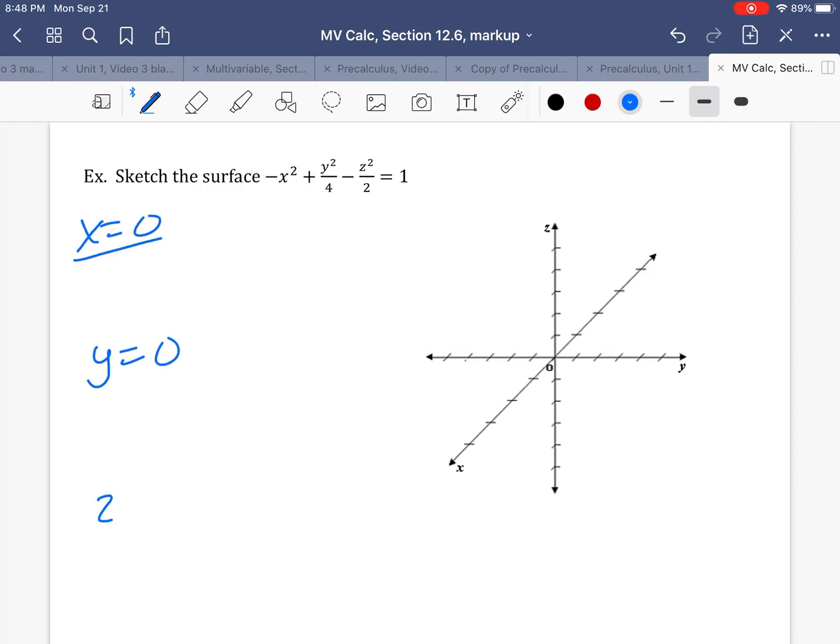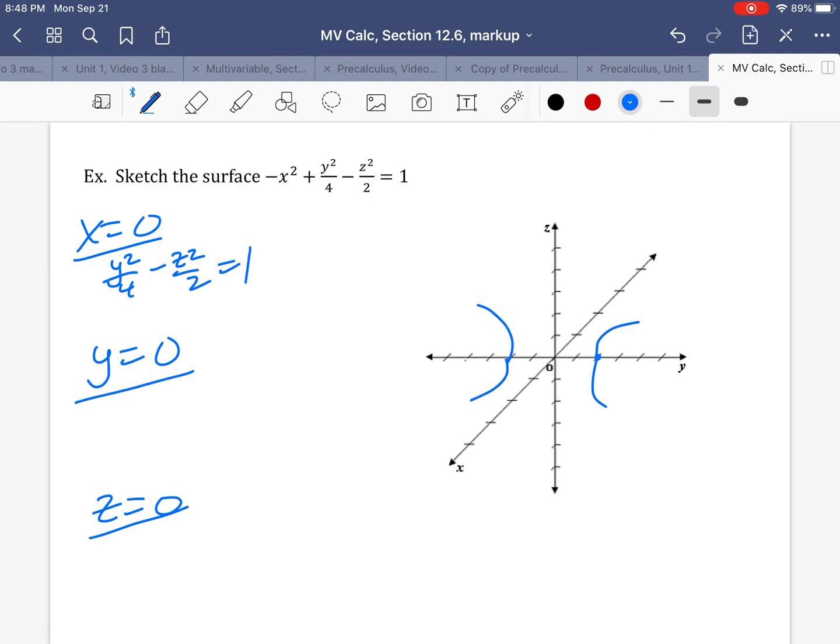All right, so let's do our thing. X equals 0, y equals 0, z equals 0. If x were equal to 0, that means this guy is gone. I have a hyperbola touching the y-axis at 2. So I would have y squared over 4 minus z squared over 2 equals 1. So a hyperbola touching the y-axis at 2 and going up and down, because it's on the y and the z-axis.